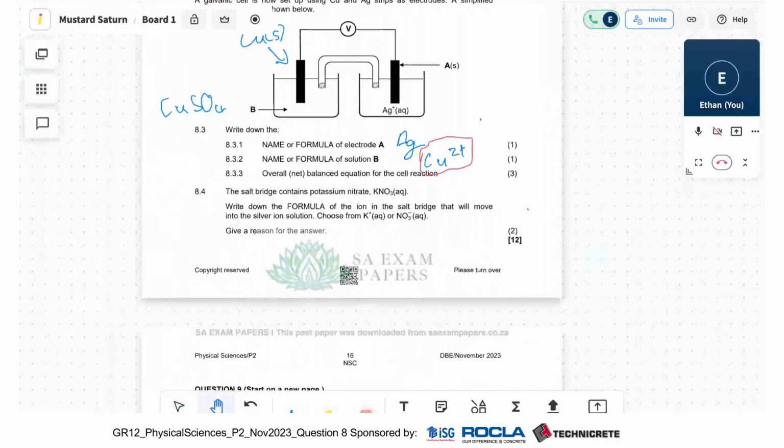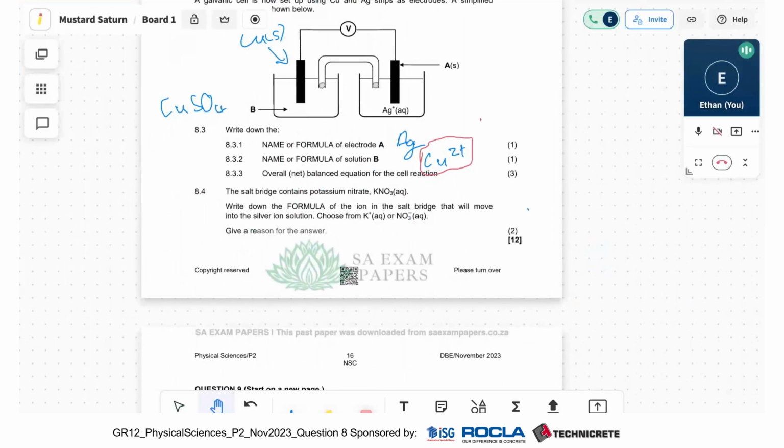The salt bridge contains potassium nitrate. Write down the formula of the ion in the salt bridge that will move into the silver solution. Choose from K plus or NO3 minus. Give a reason for your answer. So now this one's a bit tricky, because which is the correct one?